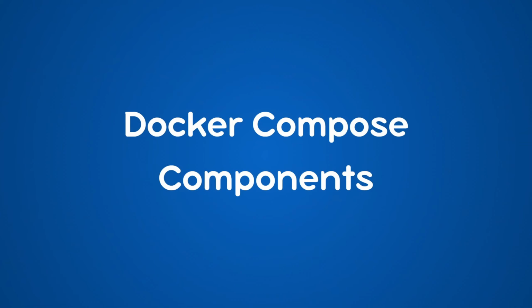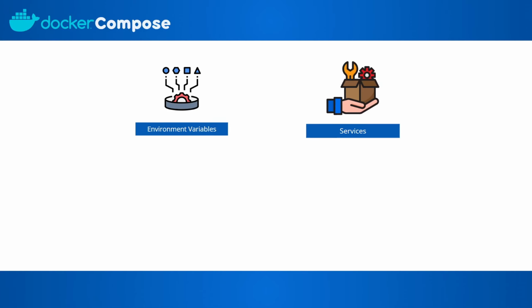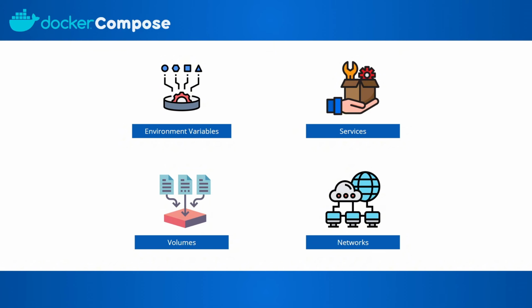And now, what are the main components of a Docker Compose setup? Docker Compose has four main components. First, we have services. These define the containers that will run, including their images, ports, and dependencies. Second, we have environment variables. These let you customize your configuration for different environments. Third, we have volumes. These provide persistent storage for your containers. And last, we have networks. These manage how your containers communicate with each other. And now let's see how these work together in a typical application.